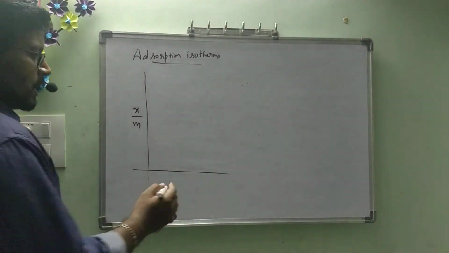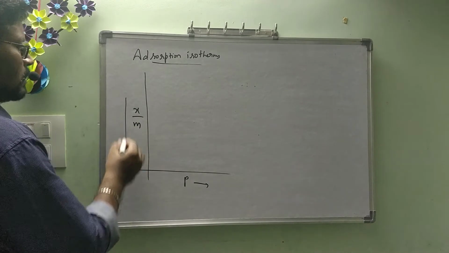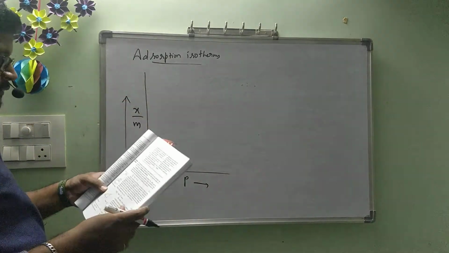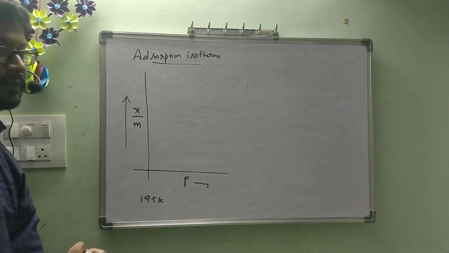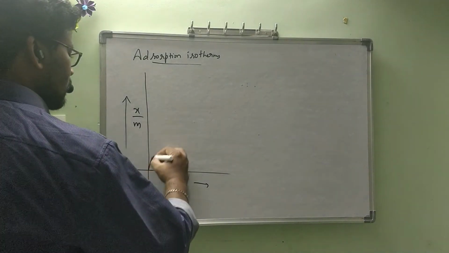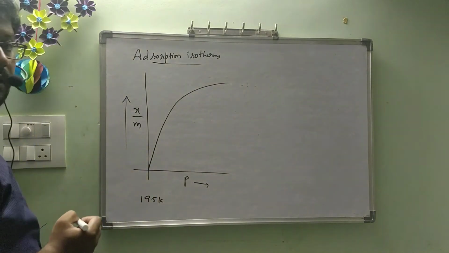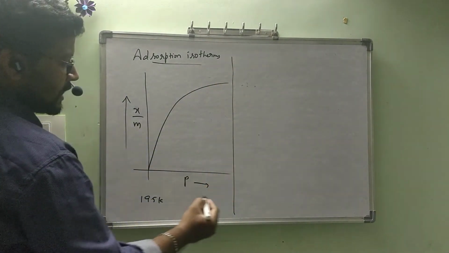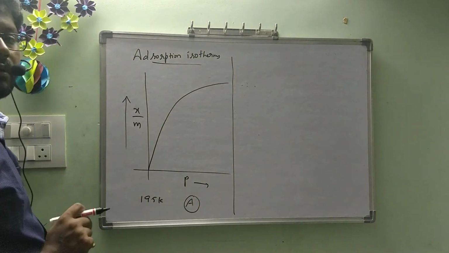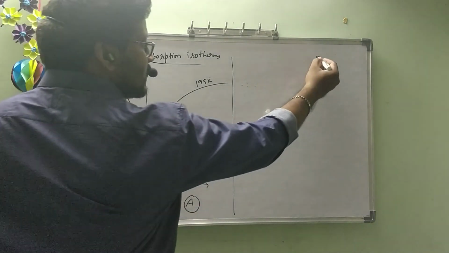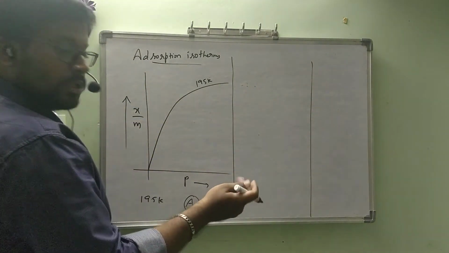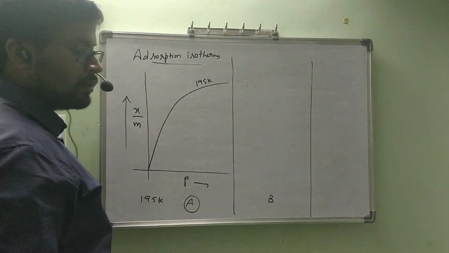Okay, let us see. First, on y-axis we have taken x by m. On x-axis we have taken pressure. This curve is drawn at constant temperature 195 Kelvin. So we got this curve like this. This is done by student A. Next, another student, student B, took another room.